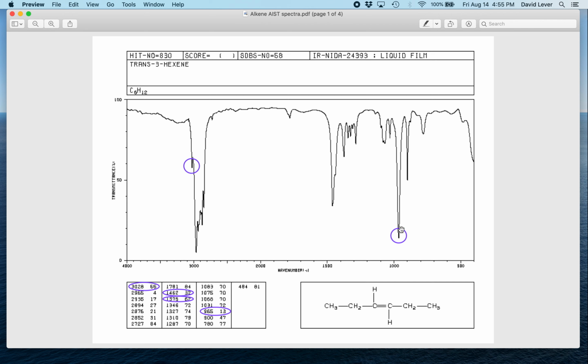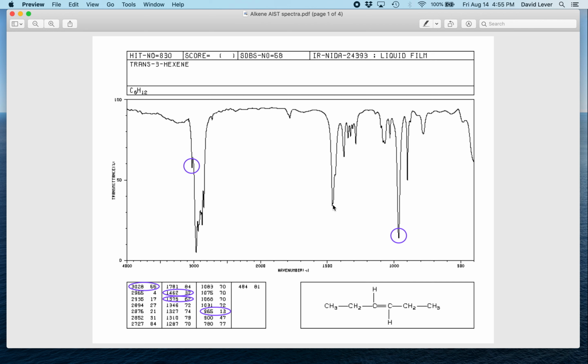We've also got a strong peak here at 965, only 13% transmittance. That is the peak that tells you this is a trans alkene, or an E-alkene, as opposed to a vinyl group. We saw in the previous video on a vinyl group that you'll see two peaks down here at about 910 and 990 instead of just a single peak.